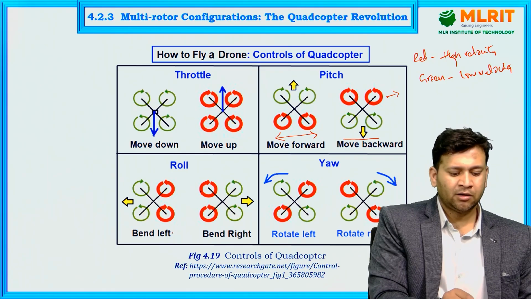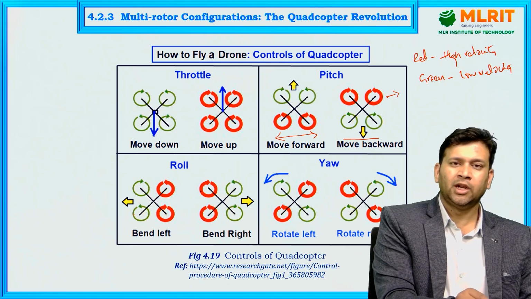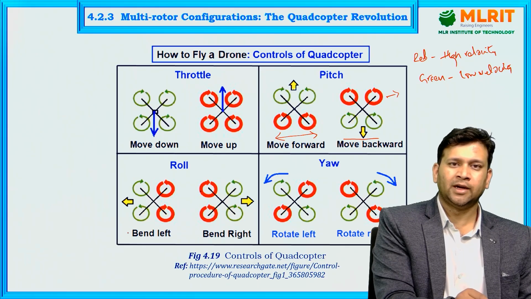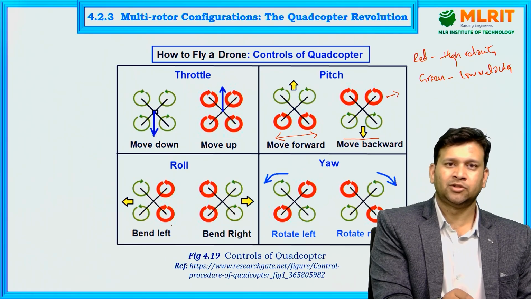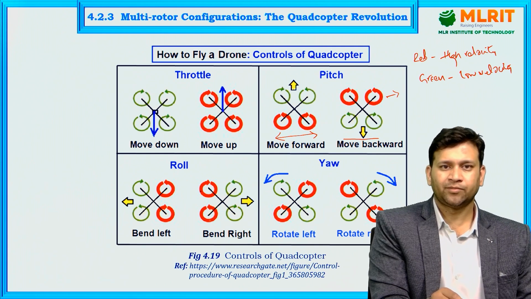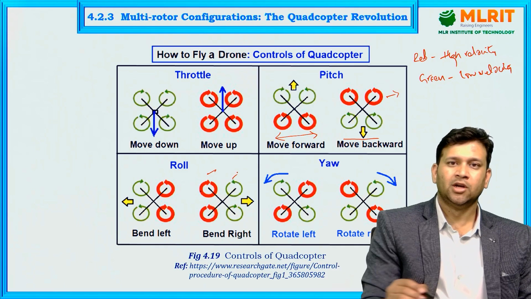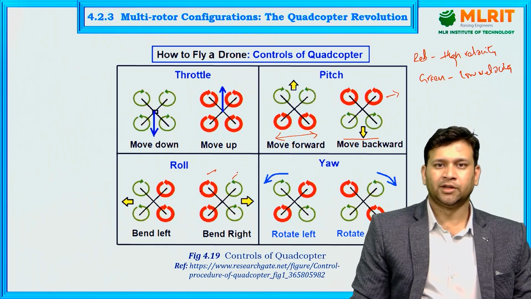Similarly, bending towards the left is the rolling operation. So the left side rotors have to be at low velocity and the right side rotors at high velocity. And if it is bending towards the right, then the left ones have to be at high velocity and the right rotors at low velocity. Then it will move right.